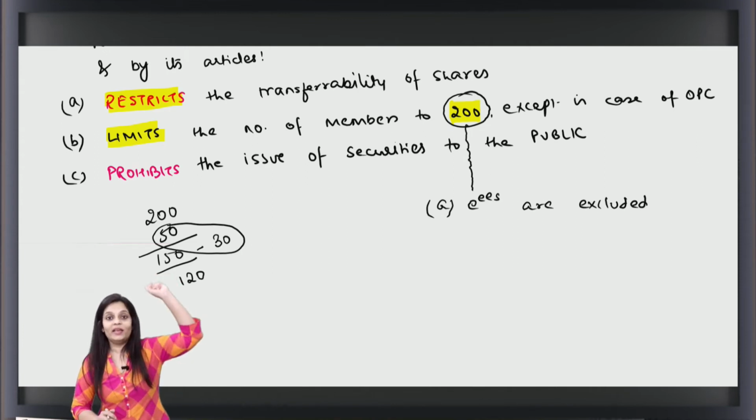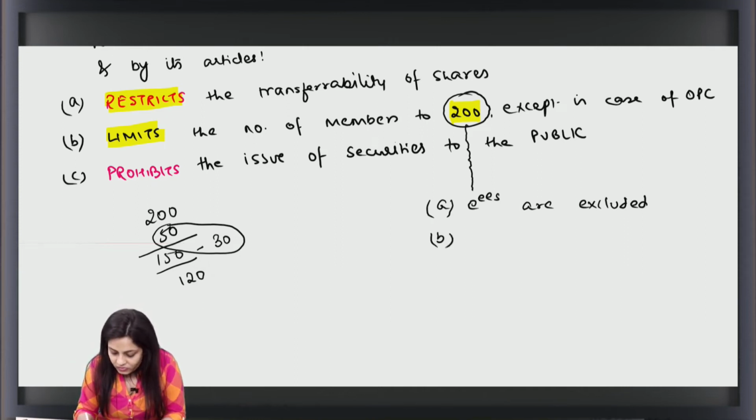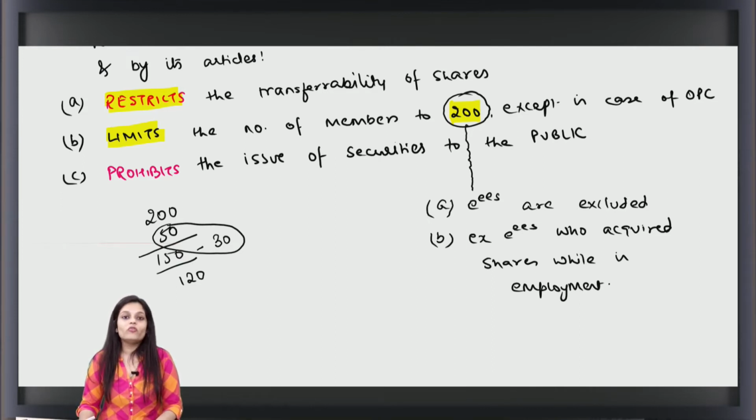Today she has taken shares, but 10 years back she was our employee. So, brother, in that case don't include anyone, remove everyone, there is no need to keep anyone. So what they say is we will not count employees, we will not count ex-employees, but those who acquired shares while in employment. Please try to understand, if you only write ex-employees, that is not correct. So when we say employees and ex-employees who acquired the shares while they were employees, what does it mean?